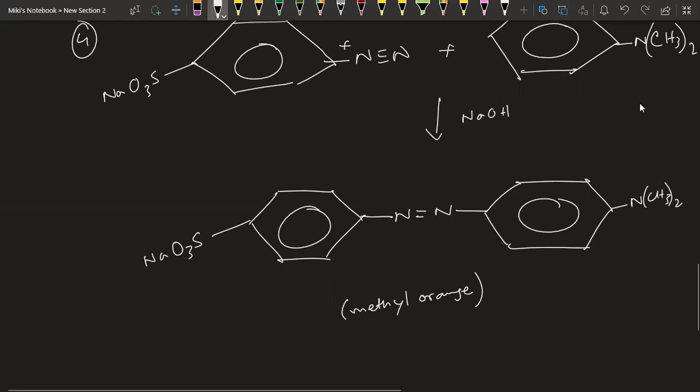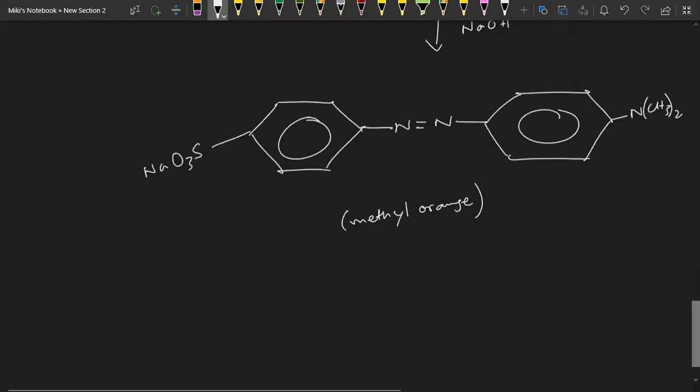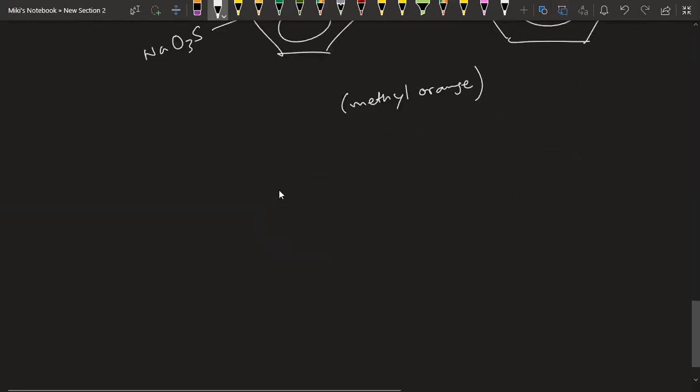Now we'll be moving towards the next topic of our organic chemistry. So our next part is basically polymerism. So, polymers.